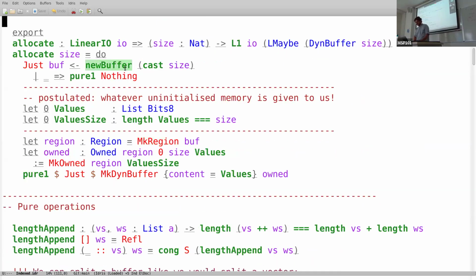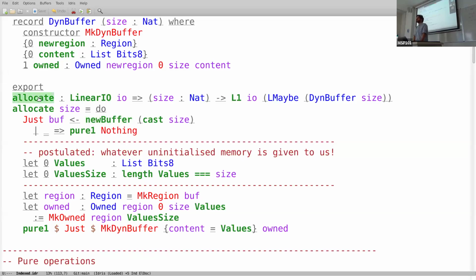Right, so the first thing we can do is try to allocate some memory. Given that the process succeeds, because it's an effectful operation, there might not be memory left on the computer or whatever. If that succeeds, then we should get a buffer of that size. And what's a dynamic buffer of that size? Well, it's something that you own with a new region that just came out of nowhere. That's what allocation does. That starts at 0, ends at the size you passed, and then has some arbitrary content.